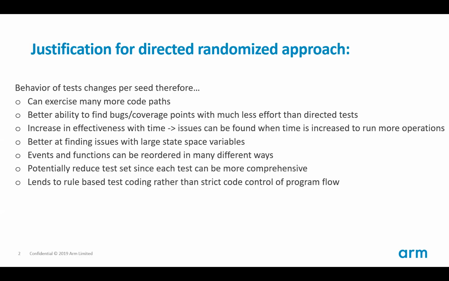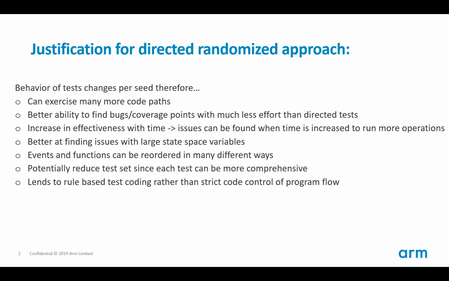Due to that, we have a better ability to find bugs and coverage points with what I would argue is much less effort than directed tests, and I think that's pretty much borne out in the actual industry. So we would like to have the randomized approach try to hit those paths that otherwise, as I said, could not be thought of initially. It's really useful to have gaps between the different randomized points in the test to be able to cover those paths that you otherwise would not have thought of.